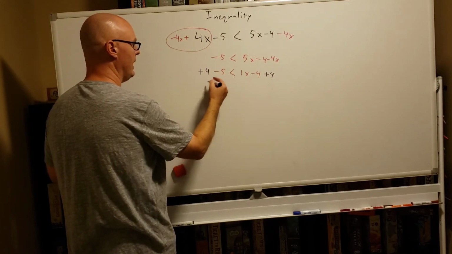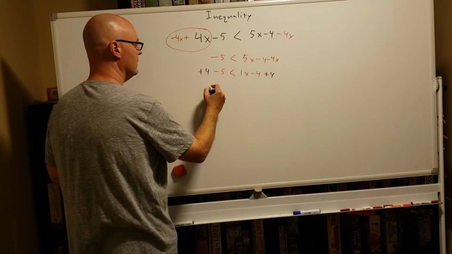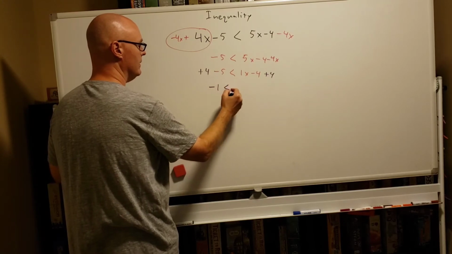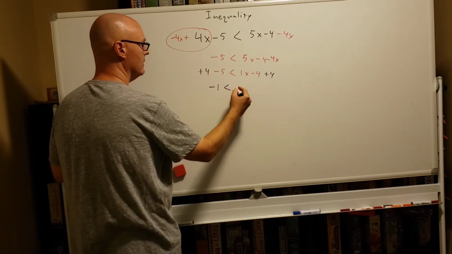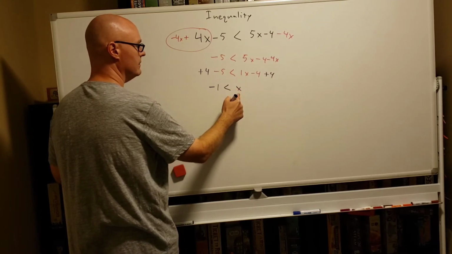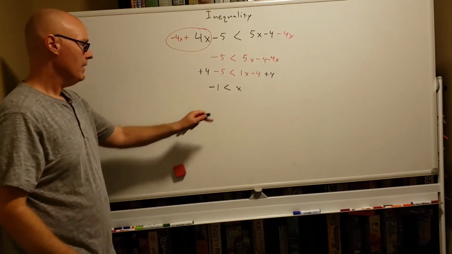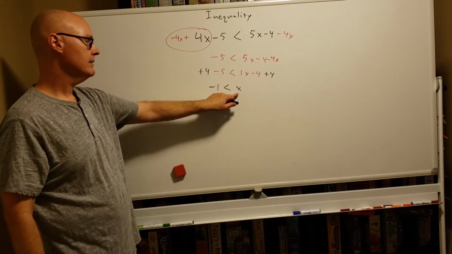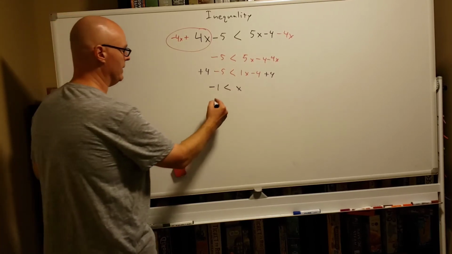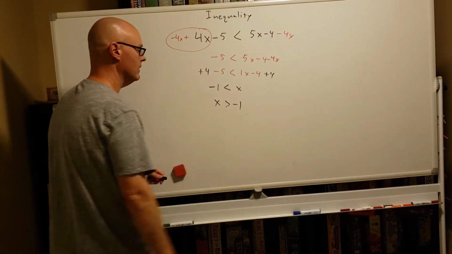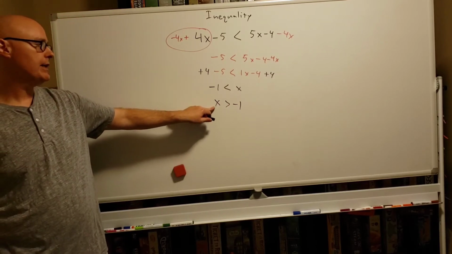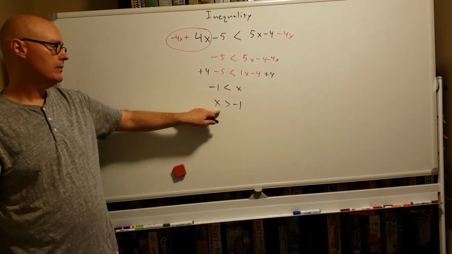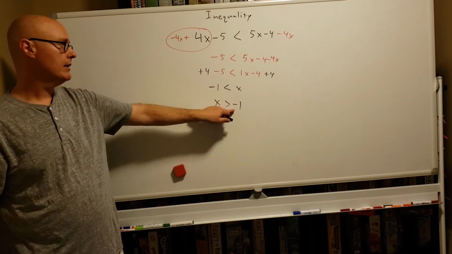And I have 4 minus 5 is -1, is still less than x. So all values of x must be greater than -1. So we'll write this another way. All values of x must be greater than -1. So any value greater than -1 will solve this equation.